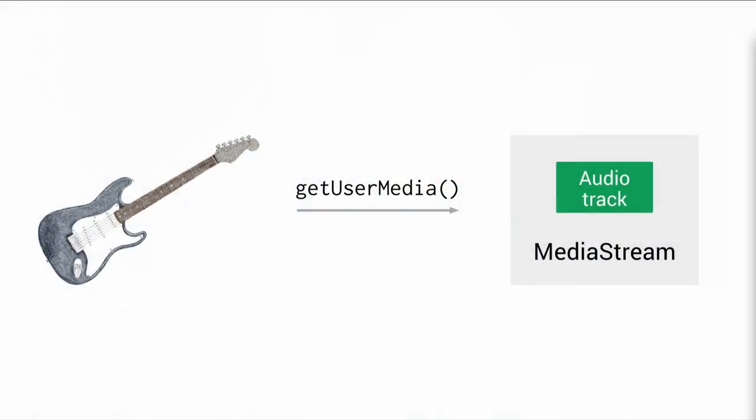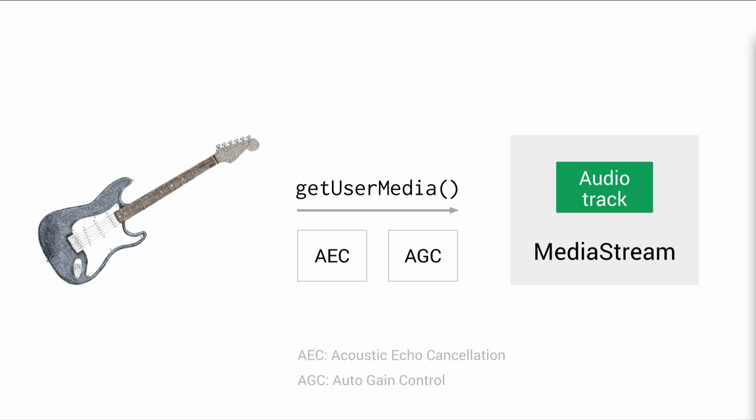This call opens up the microphone, asking the user for permission the first time, and gives us a media stream object that represents the audio coming from my bass. Now, the same getUserMedia API can also be used to get access to the microphone for speech or a webcam for video. Normally, when we call getUserMedia to get access to the mic, the mic signal is going to get routed through a bunch of processing stages to make sure we get a good speech signal.